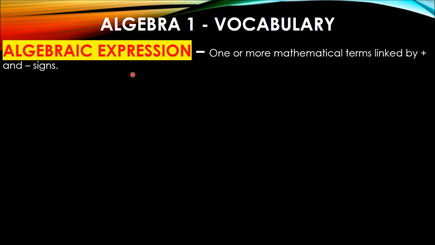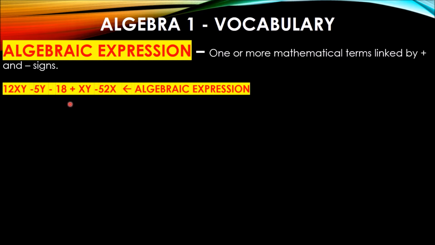Let's look at an example that puts everything together. Remember, an algebraic expression is one or more mathematical terms linked by plus and minus signs. So here I have a long algebraic expression. I've got 12xy minus 5y minus 18 plus xy minus 52x. So I could ask you, how many terms are there in this algebraic expression? Well, notice I've got a minus, I've got a minus, I've got a plus, and I've got a minus. So all my terms are separated by these pluses and minuses.